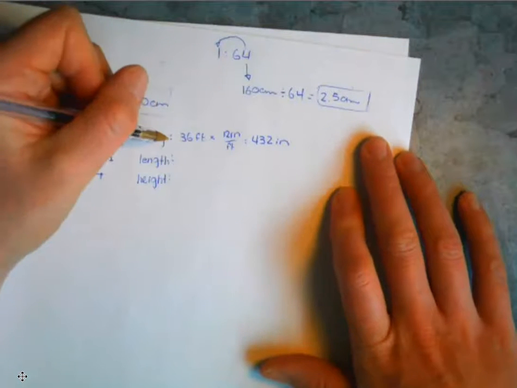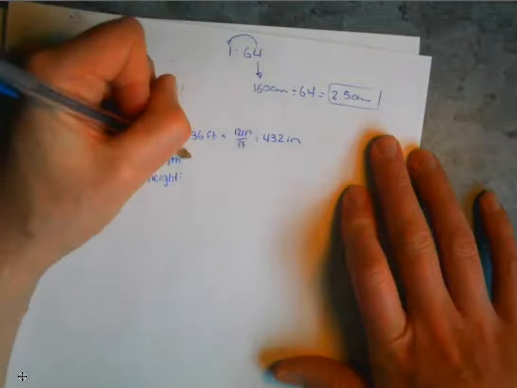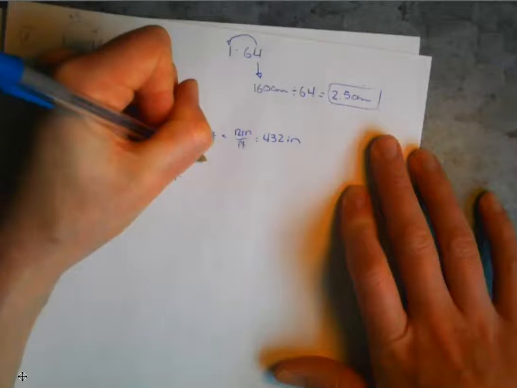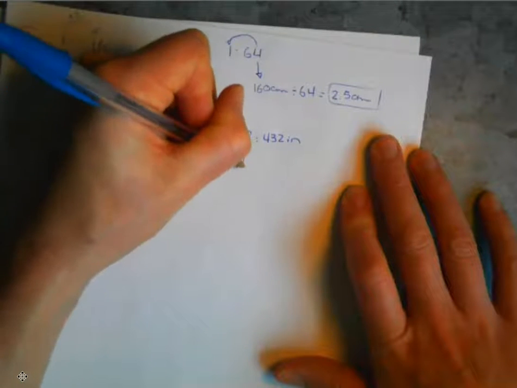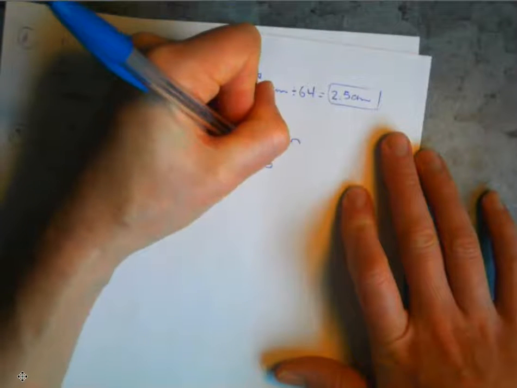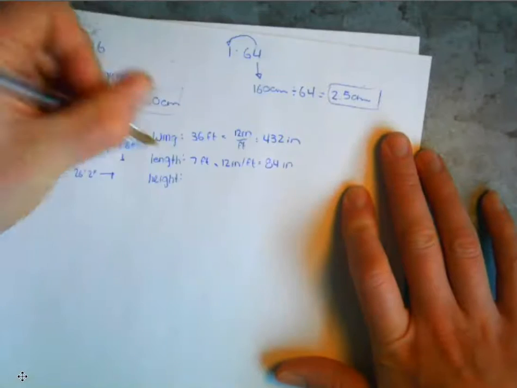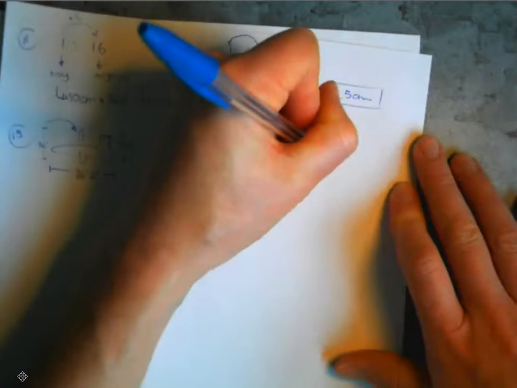Okay, and then for the height, they have 7 feet. So again, times 12 inches per foot gives us 84 inches. And we need to add the additional 6, so plus 6 gives us 90 inches.